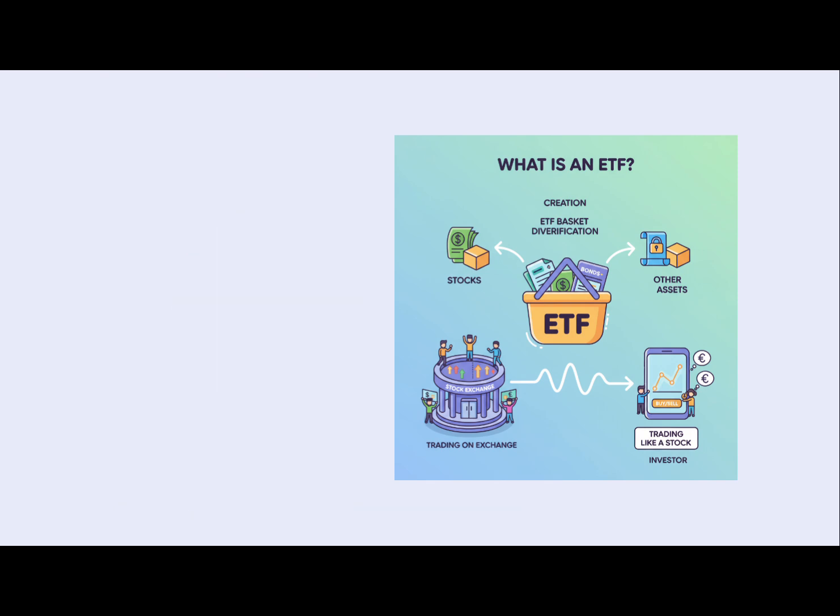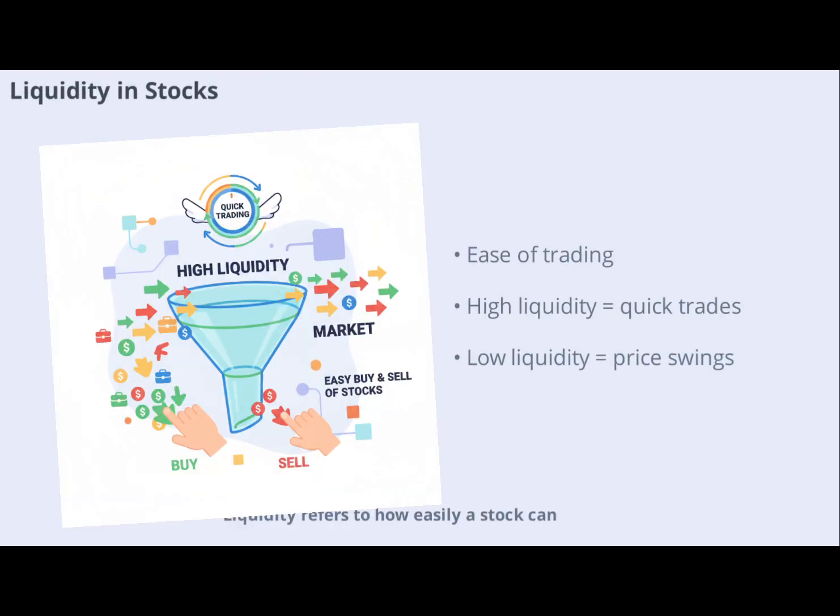Liquidity refers to how easily a stock can be bought or sold without affecting its price. High liquidity means there are plenty of buyers and sellers, so trades happen quickly and at stable prices. Low liquidity can make it harder to enter or exit positions and may lead to larger price swings. It's a key factor to consider when choosing stocks.